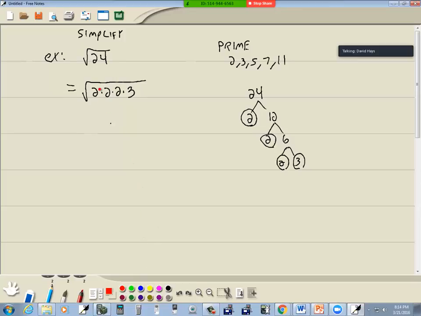Now with square roots, we're looking for pairs of something. Here we've got a pair of 2's. So a pair of 2's is going to come out in front as a single 2. And then we're left with a 2 times 3 inside, which would give us 6. I can't bring any of that out because there's not a pair of them. With square roots, we're looking for pairs of whatever. So that would be our answer.